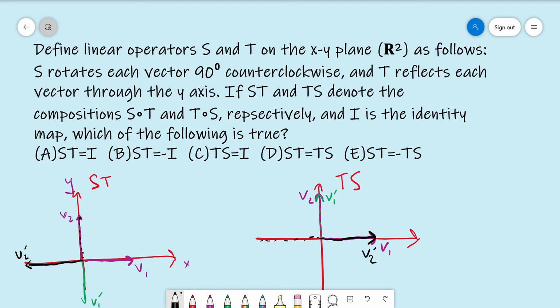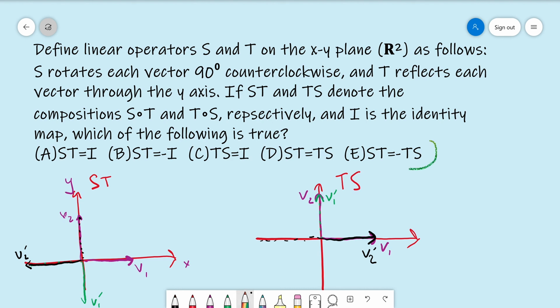Well, is ST the identity? That's the first option. No, it's not, because V1 got mapped somewhere else and V2 got mapped somewhere else. Same thing with it's also not the negative of the identity. V1 didn't get mapped to its negative. Neither did V2. And TS, that's also not the identity, because V1 and V2 kind of switch places. And ST and TS, they're not equal to each other, because V1 prime and V2 prime ended up in different places. Well, then this is the only option that's left.